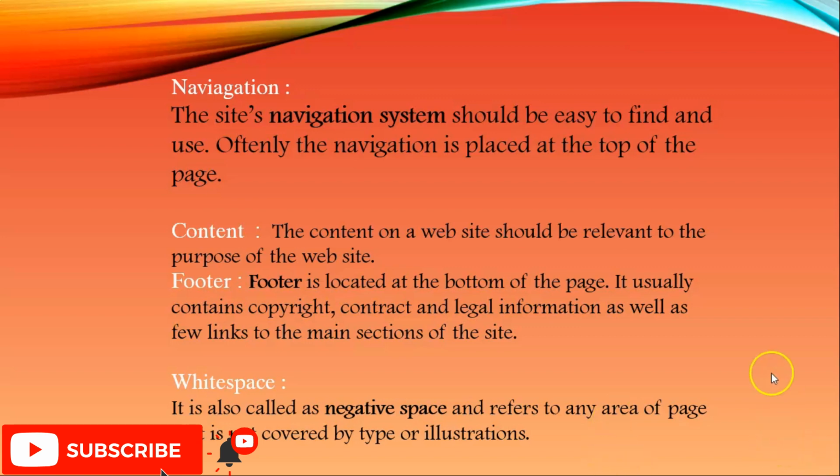Next is content. Content is a very important factor of a website. How to deliver the content on the web page of the website is very important. Next is footer. The footer is always located at the bottom of the page. It usually contains copyright, contract and legal information as well as a few links to the main sections of the site.